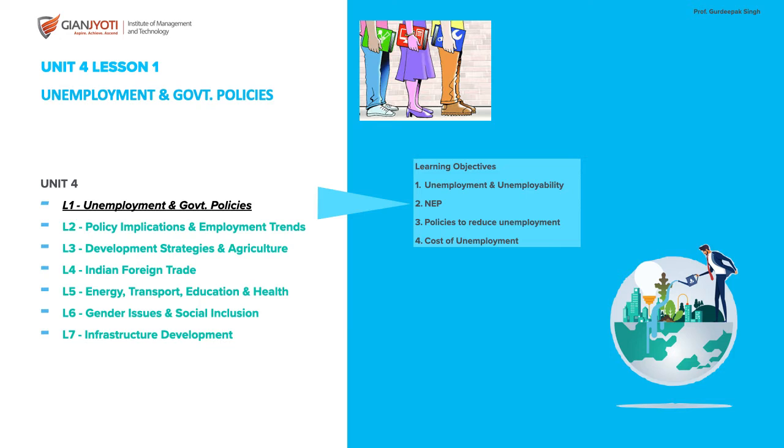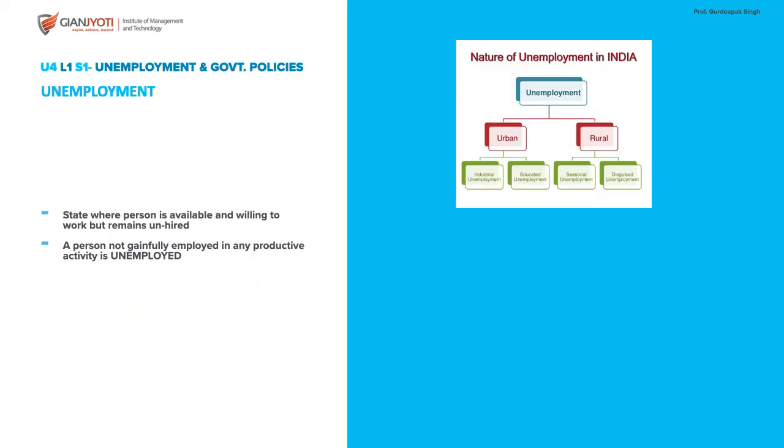The learning outcomes would be unemployment and unemployability. We'll be looking at national employment policy, then the policies to reduce unemployment, and the last one would be the cost of unemployment. Let us start with unemployment, as unemployment plays a big role in the economy of any country.